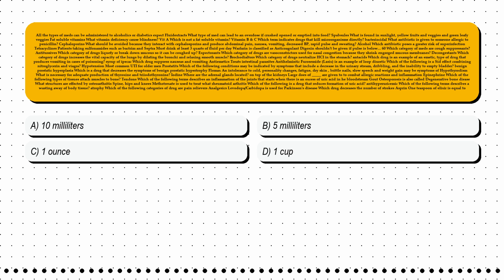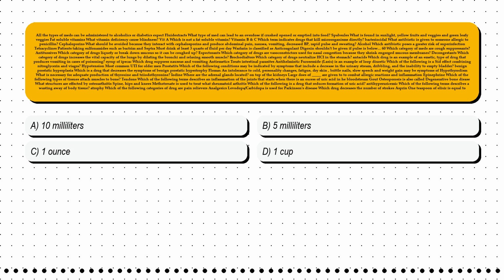What antibiotic is given to someone allergic to penicillin? Cephalosporins. What should be avoided because they interact with cephalosporins and produce abdominal pain, nausea, vomiting, decreased BP, rapid pulse and sweating? Alcohol. Which antibiotic poses a greater risk of superinfection? Tetracyclines. Patients taking sulfonamides such as Bactrim and Septra must drink at least 3 quarts of fluid per day.